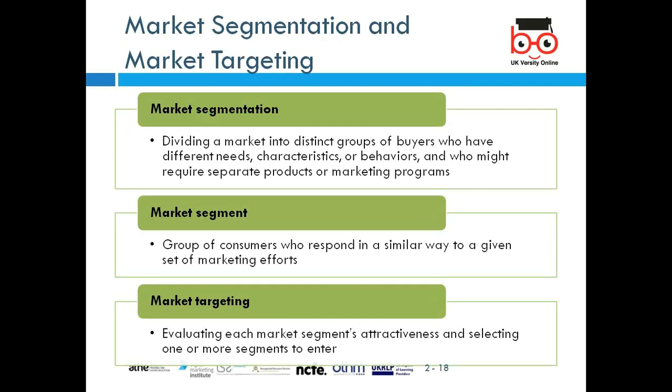How can we do market segmentation? Segmentation means dividing the total market into small segments. So we can segment groups of buyers who have different needs, characteristics or behaviors who might require products. A market segment is a group of consumers who respond in a similar way to a given set of marketing efforts. We can segment on different bases: behavior segmentation, psychographic, demographic segmentation, on the basis of income group, upper, lower, and middle class. That will help for market targeting, evaluating each market segment's attractiveness and selecting one or more segments to enter.